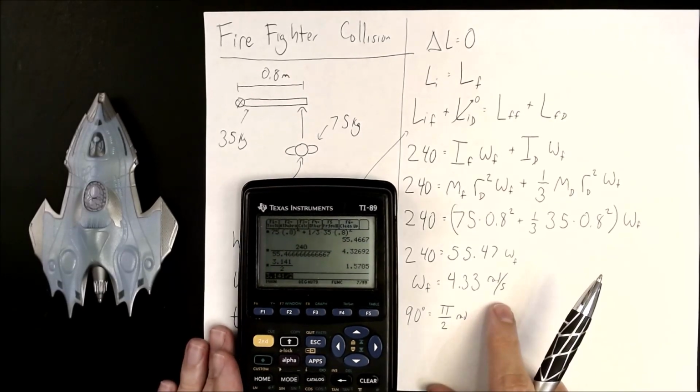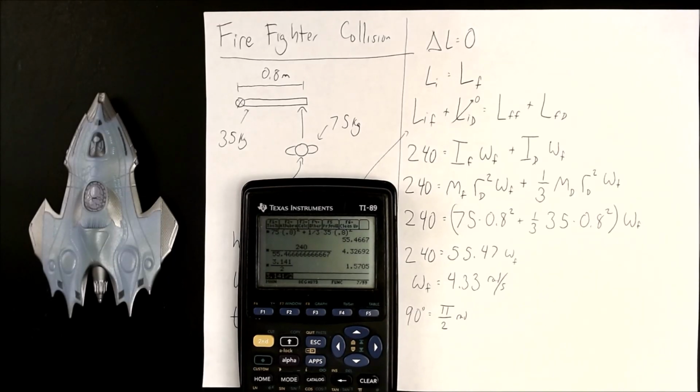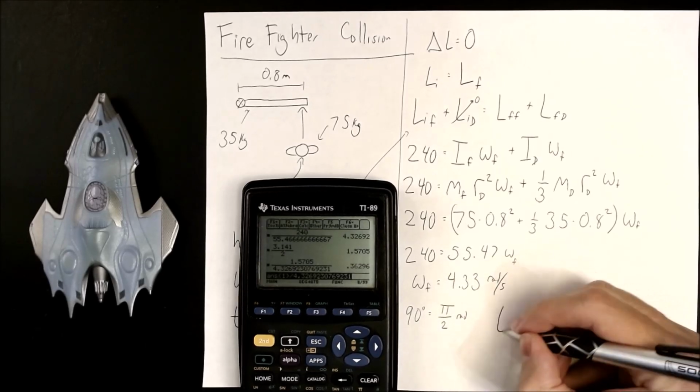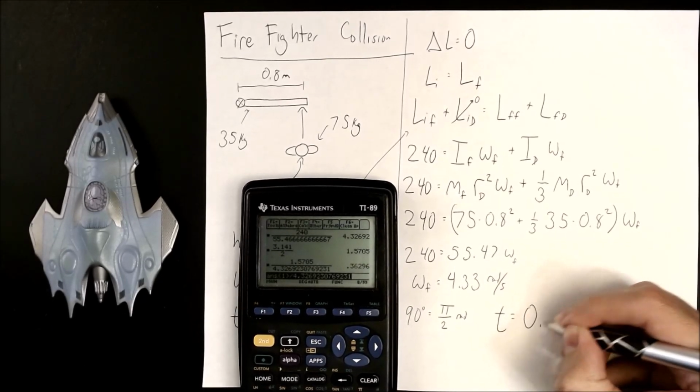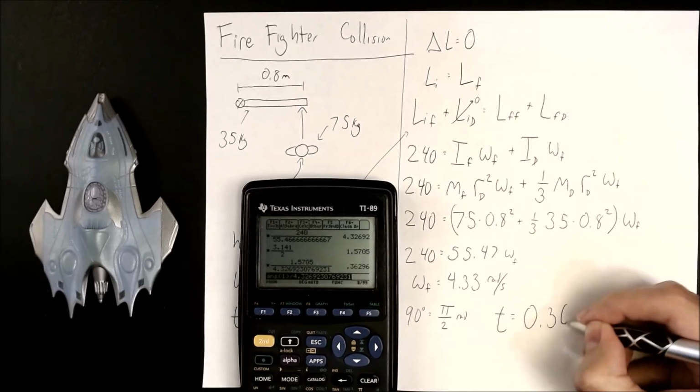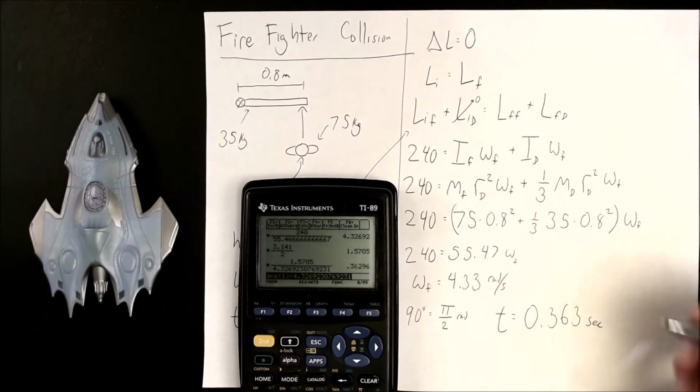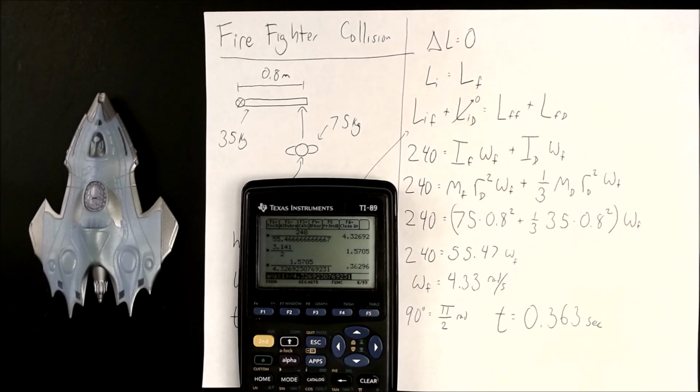If we're going at 4.33 radians per second, and we need to go 1.57 radians, how do you calculate the time? What if you need to go 5 miles and you're going 25 miles per hour? Yeah, we need to take this and divide it by 4.33, like that. So the time that it takes to open up is 0.363 seconds. Not too long.